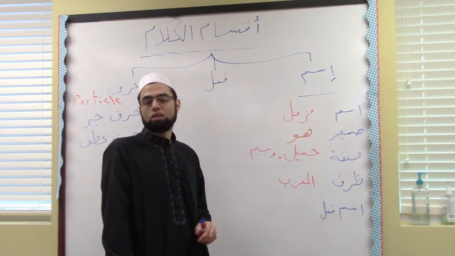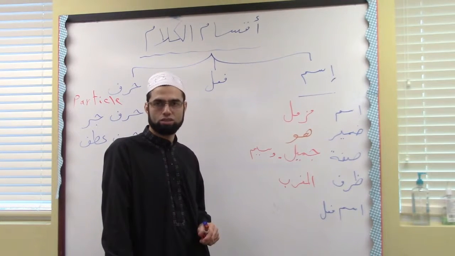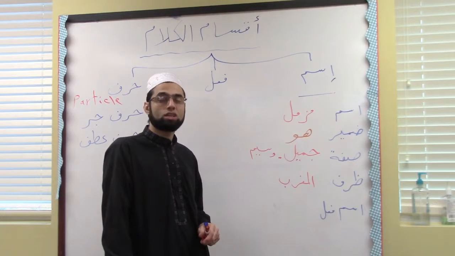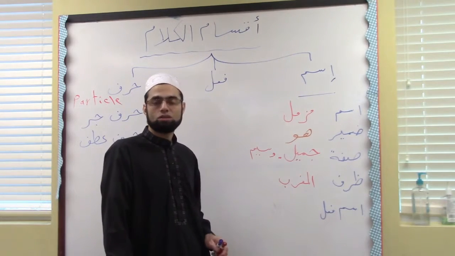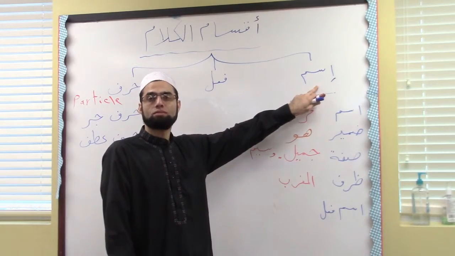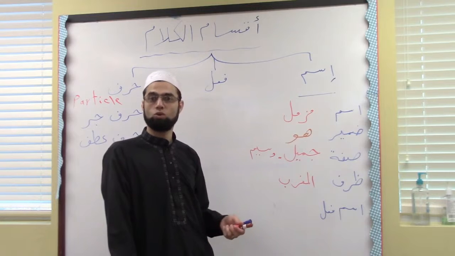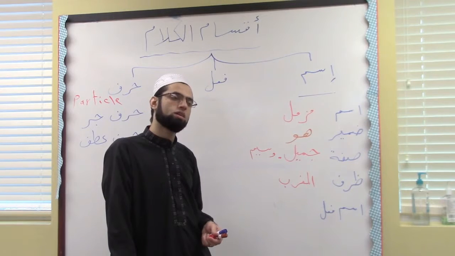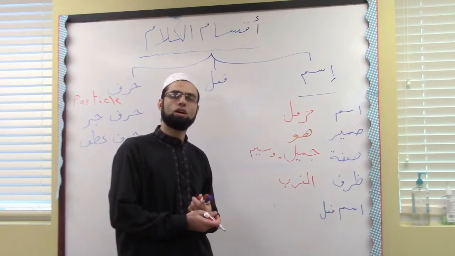Finally, we have ism fi'l, which means interjections. The interjection is not a verb, it's not a particle, it is a noun, in the sense it's ism. Give me examples of interjections in English. Like they say, wow. Isn't this an interjection? What else? Yay. So these are expressions of astonishment.